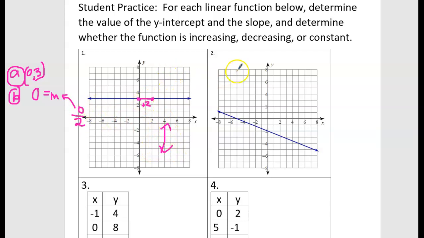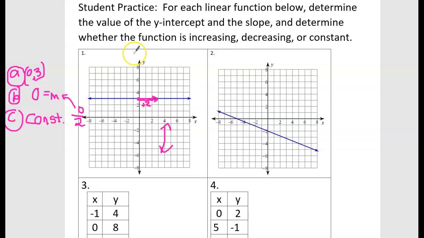Okay. Now the next question is it increasing, decreasing, or constant? Well, as we go from left to right, are the y values increasing or decreasing? No, neither one. The y values don't change. No matter how far to the right I go, the y value is always 3. So this is what we call a constant function. Flat lines are always constant.